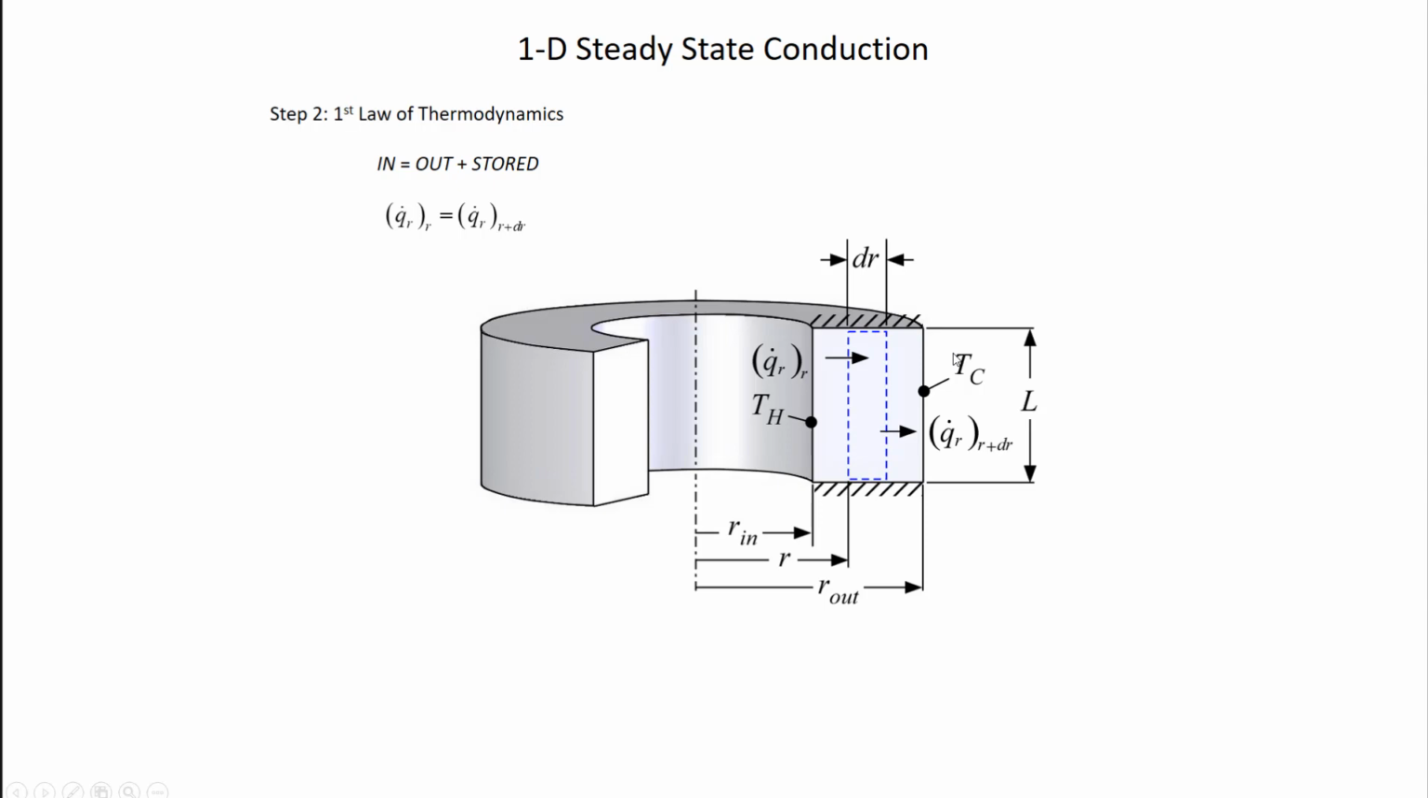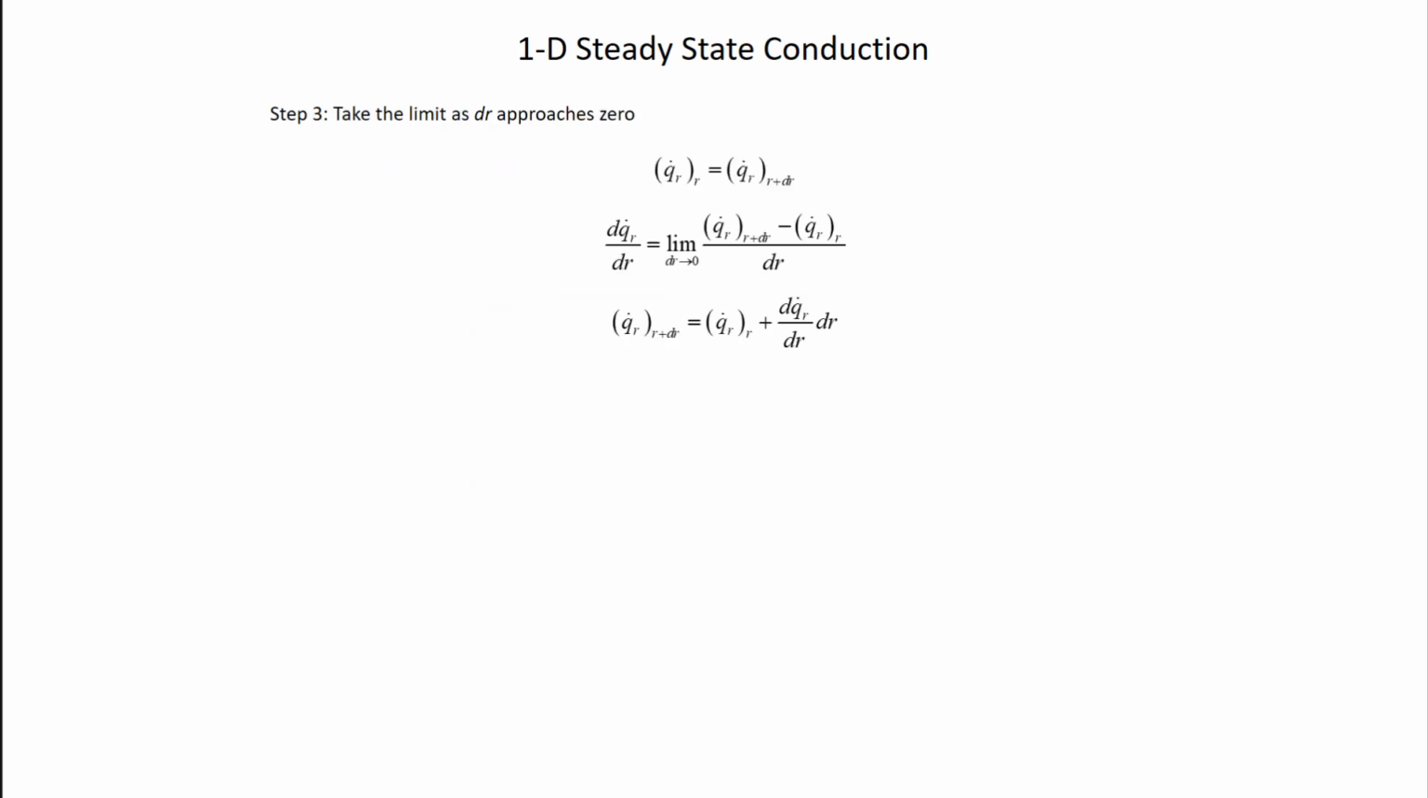So for this particular problem, the only way energy can get in is through this heat transfer. The only way energy can get out is through this heat transfer. So those are the only two flows of energy on my control volume, and then my stored is 0. So it's a simple energy balance. It says Q dot in the radial direction at location r, that's what this is, has to be equal to Q dot in the radial direction at location r plus dr. That's what this term right here is. Okay, so that's step 2.